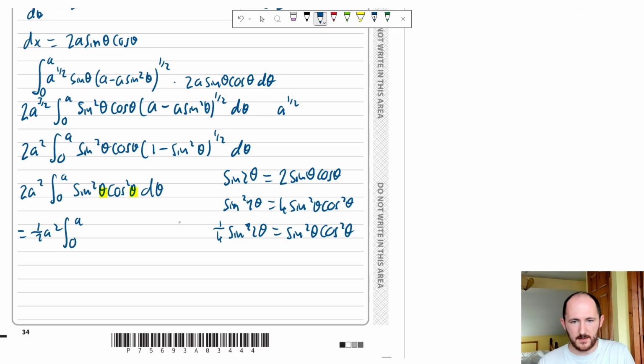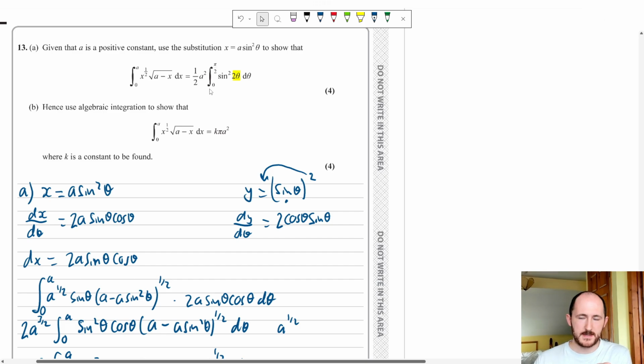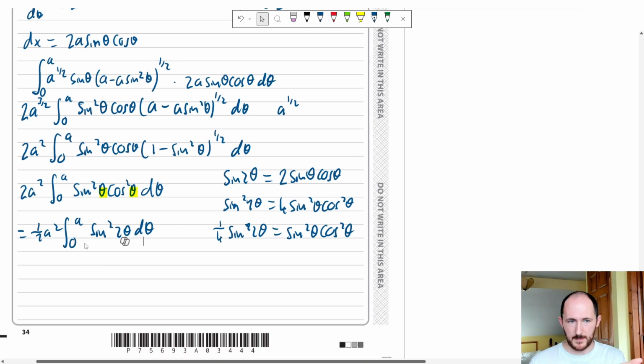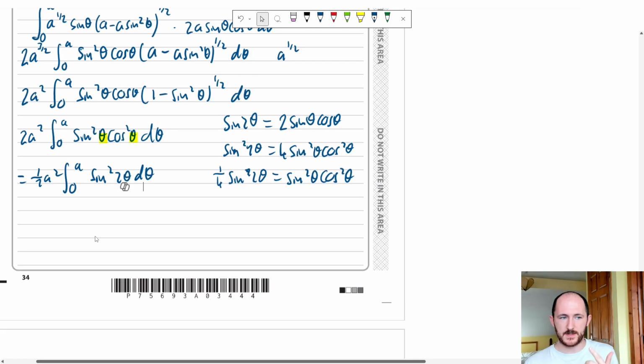Are we done yet? The answer is no. One more thing: the limits. Whenever you use a substitution, you have to change the limits. Again, that means if I stopped there, I would have lost a mark, which is a shame. We need to do the limits to get the 4th mark.